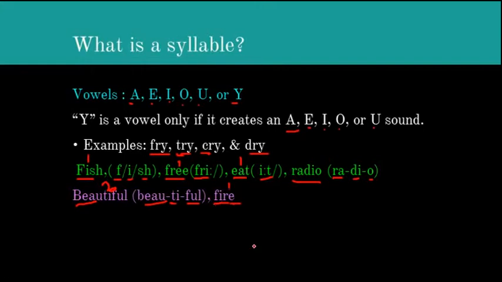All words have syllables. A word might have one, two, or even more syllables. So to find out the syllables, you could just divide the words into parts and find out how many syllables you have in one word. Now let's go back to our main topic.